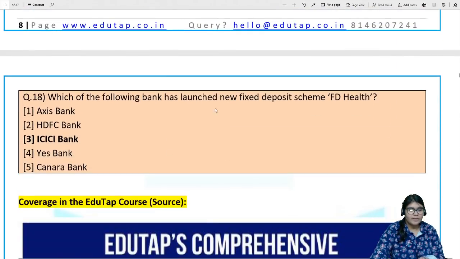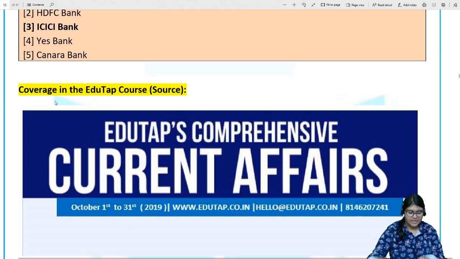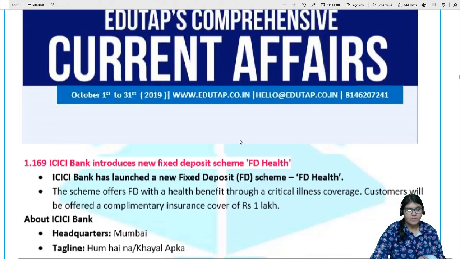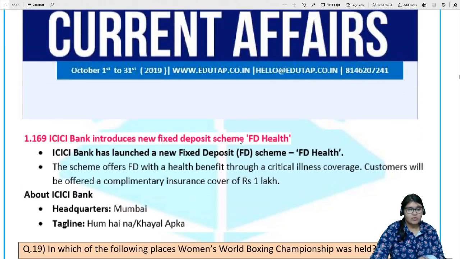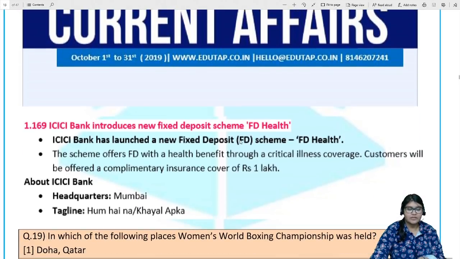Next, which of the following bank has launched a new fixed deposit scheme FD Health? The answer is ICICI Bank. This was again covered in the month of October. Okay, and clearly we have covered this in the magazine. So as I told at the beginning of this session that most of the questions were from the month of October, and here you can see very clearly new fixed deposit scheme FD Health being launched by ICICI Bank.